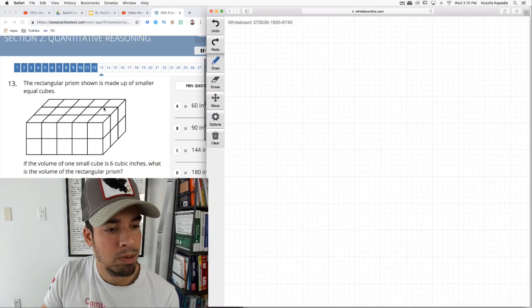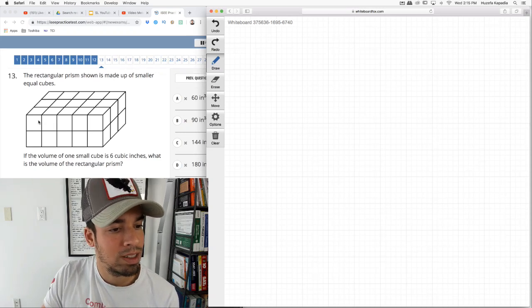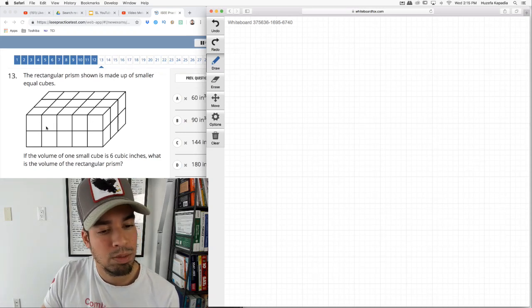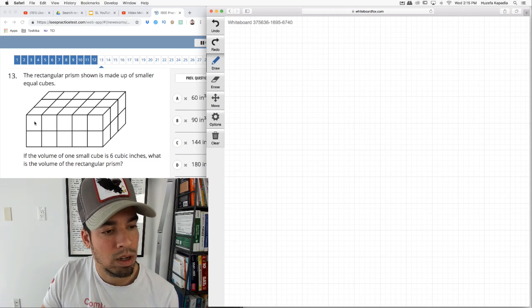The rectangular prism is made up of smaller equal cubes. The volume of one cube is 6. What is the volume of the rectangular prism? So each one is 6. How many cubes are there? Look, we can calculate it this way.